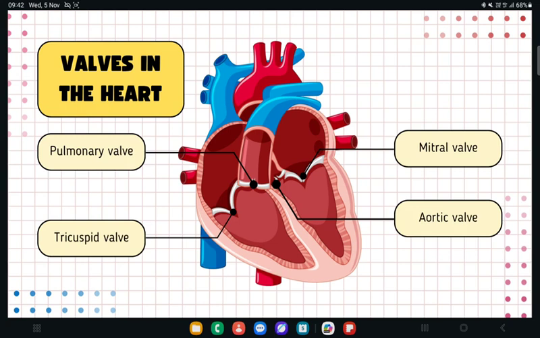There are four main valves in the heart. They are the pulmonary valve, tricuspid valve, mitral valve, and aortic valve. The pulmonary valve and tricuspid valve are on the right side, and the mitral valve and aortic valve are on the left side.